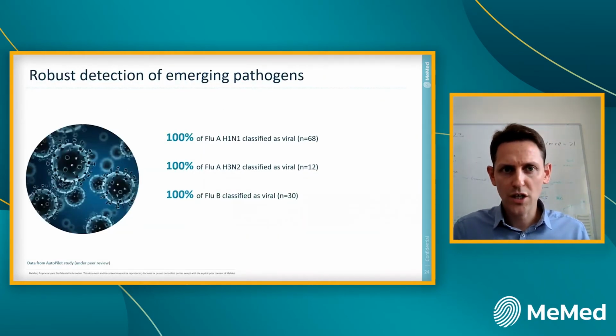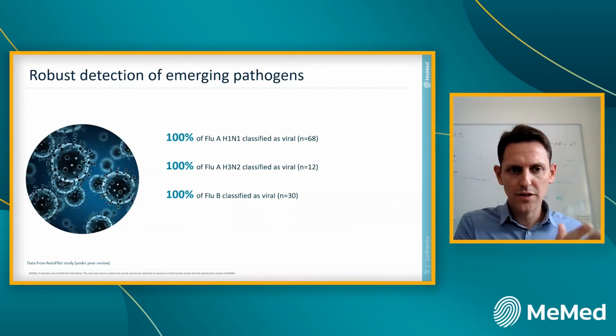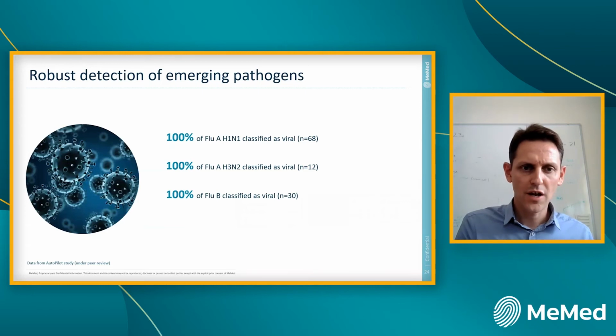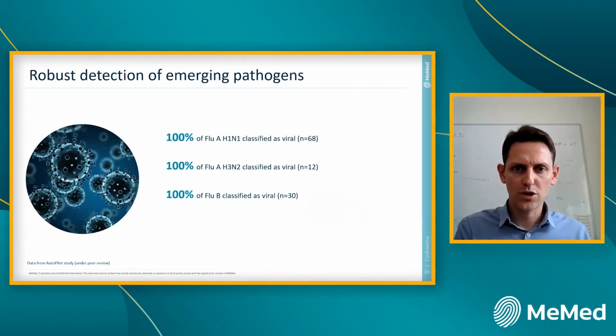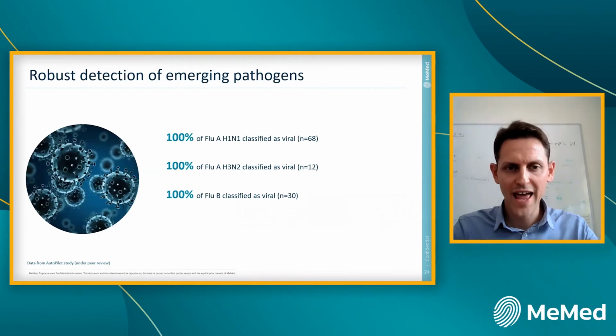It's also robust to detection of emerging pathogens. And again, in these different studies, over 60 different strains of pathogens were measured. In this particular study, the autopilot study, we focused on H1N1 swine flu, H3N2, and flu B. Again, these were classified with a high degree of accuracy.